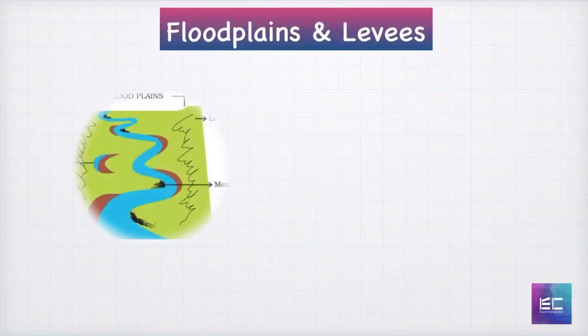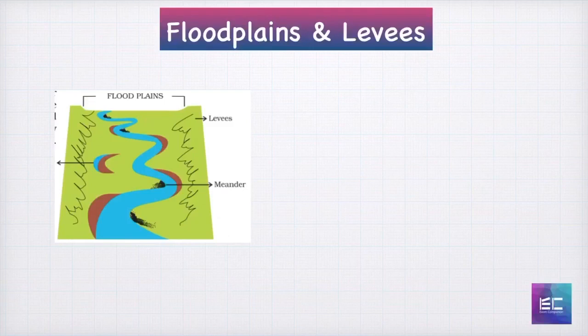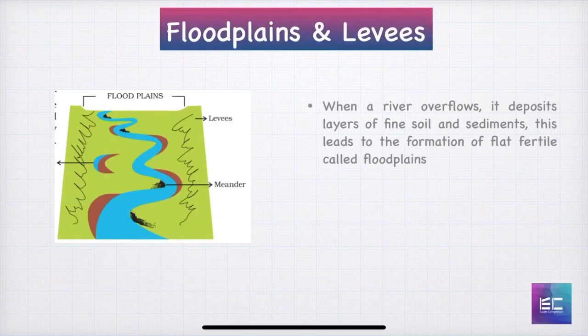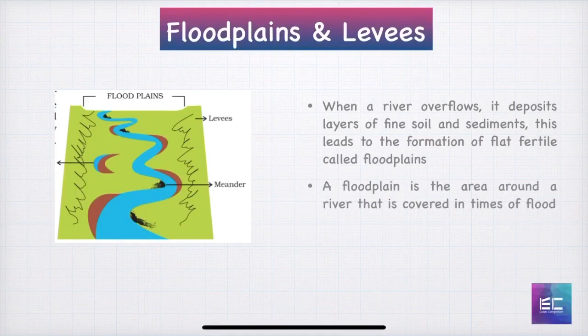Now we'll study about floodplains and levees. When a river overflows, it deposits layers of fine soil and sediments on the river banks, right? This layer of fine soil and sediments leads to the formation of flat fertile plains called floodplains. Also, a floodplain is an area around a river that is covered in times of flood. So this is a simpler definition.